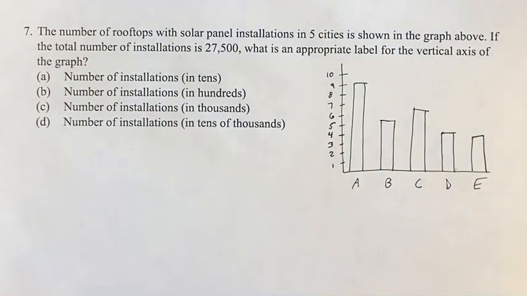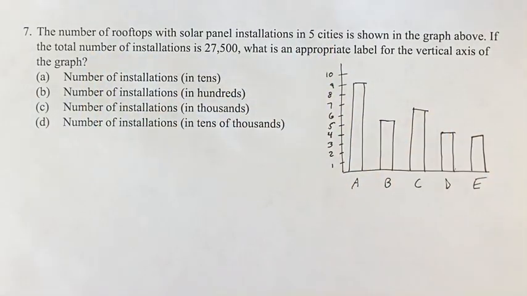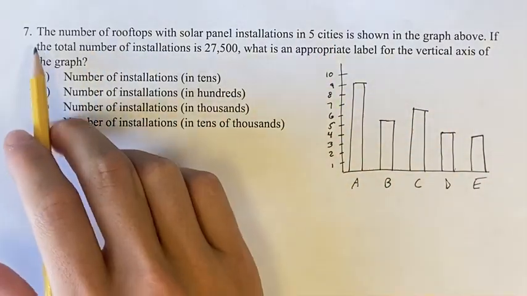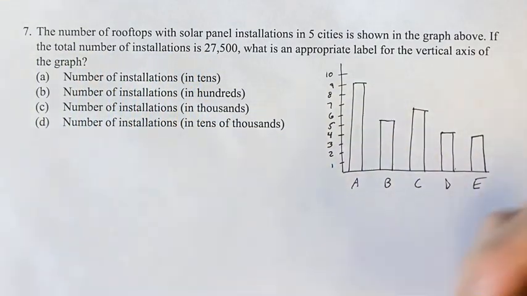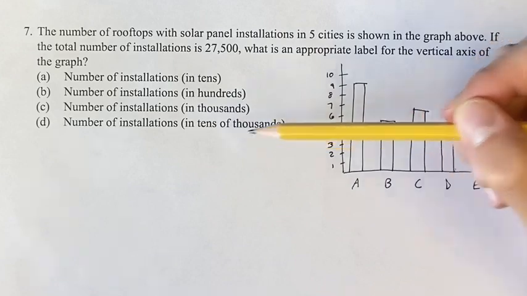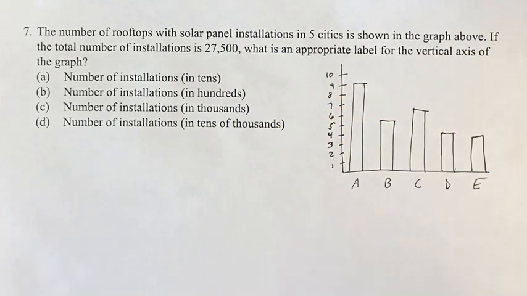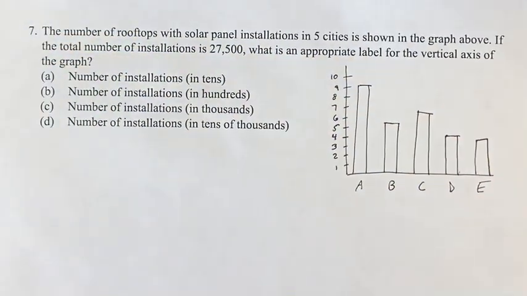In this problem, we're looking at the number of rooftops in 5 cities that are represented in this graph. We're told that the total number of installations is 27,500, and so we're asked what is an appropriate label for the vertical axis. So is this being measured in tens, in hundreds, in thousands, or in tens of thousands of installations of solar panels? So first, let's pretend we didn't know what an appropriate label is.